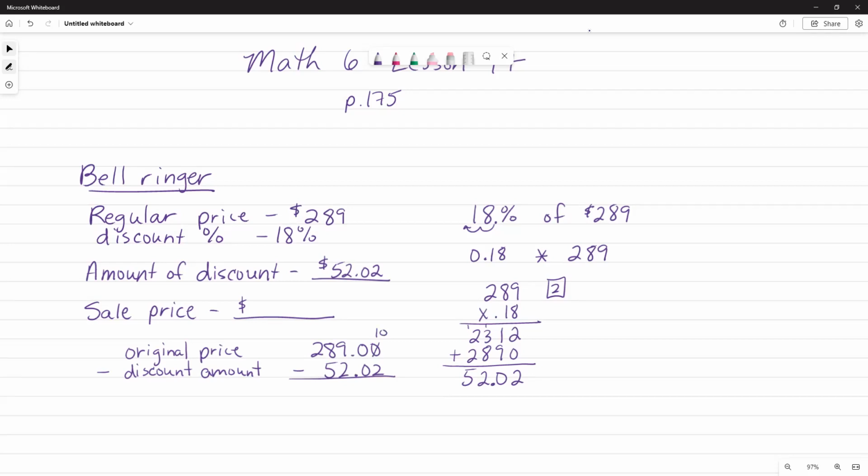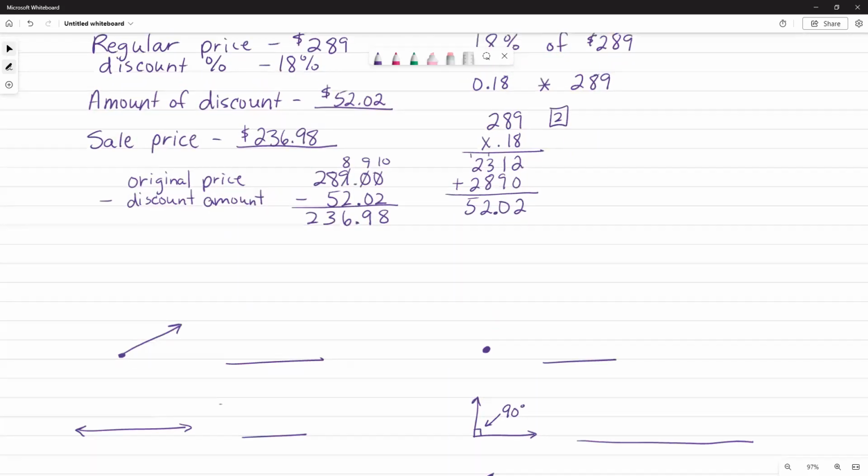We have to borrow, so that becomes a 10, which makes that a 9, but we've got to borrow because it's a 0. We can't go from 0 to 9. So 10 minus 2 is 8. We bring down our 9. 8 minus 2 is 6. And then 8 minus 5 is 3 and 2. So the price paid is $236.98. Hopefully you were able to figure that out. If not, make sure you get some practice on those. We'll continue to see those on assessments.